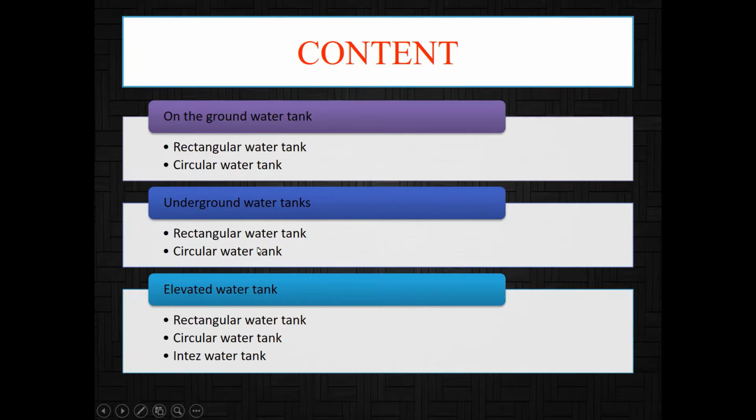In the previous lecture, we covered on the ground water tanks as well as underground water tanks. We covered both rectangular and circular for the underground and on the ground water tank design. Now in this lecture, we are going to learn elevated water tank design.